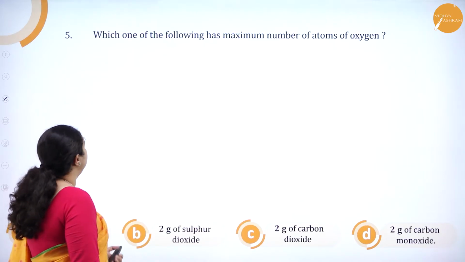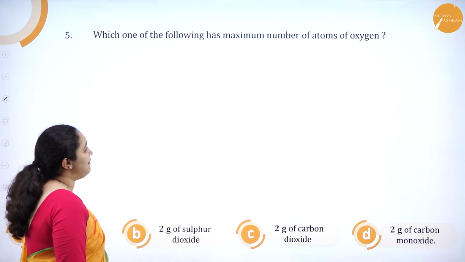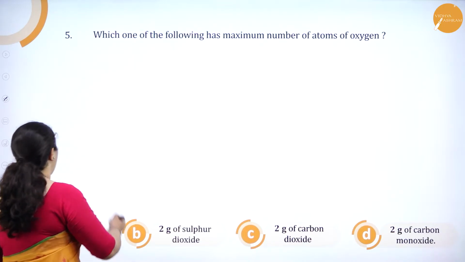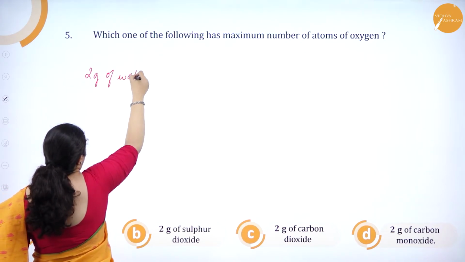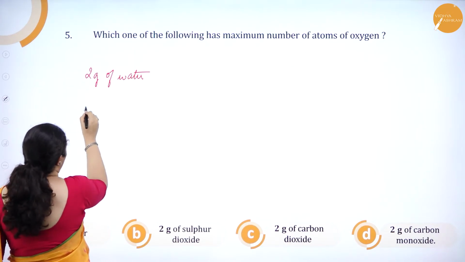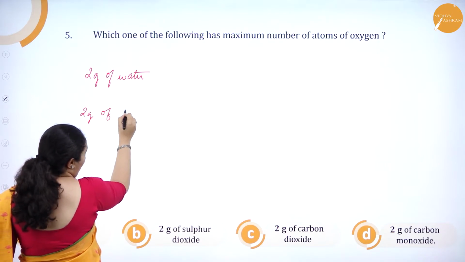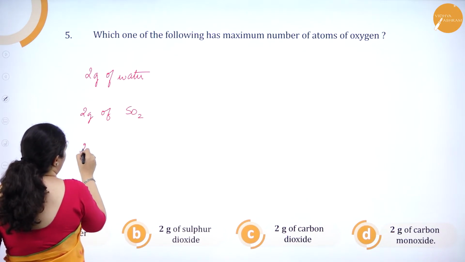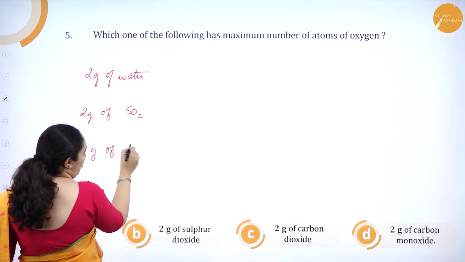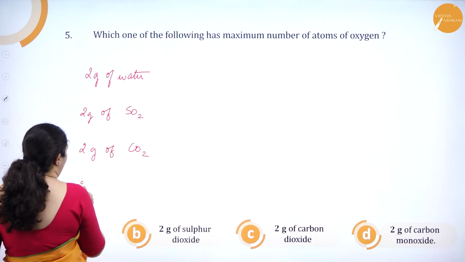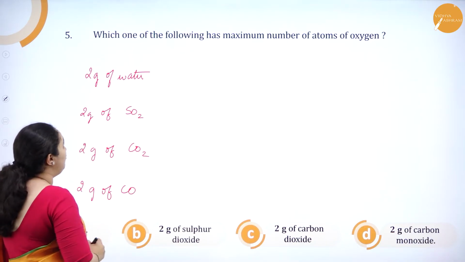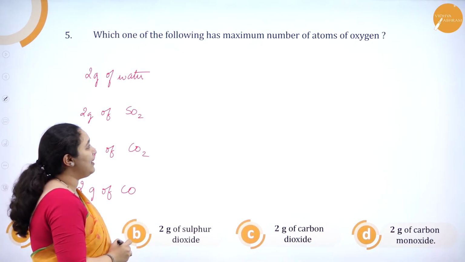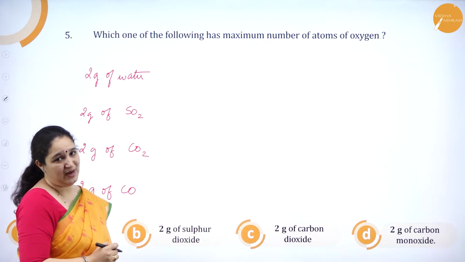Next question. Which one of the following has maximum number of atoms of oxygen? First one we have 2 grams of water. Second option we have 2 grams of sulfur dioxide. Next we have 2 grams of carbon dioxide, and then we have 2 grams of carbon monoxide. So we have 4 options. Which one of the following has maximum number of oxygen atoms?